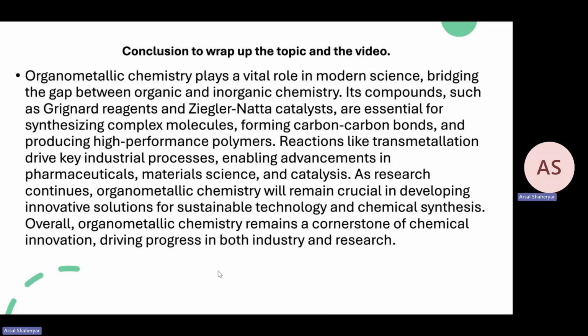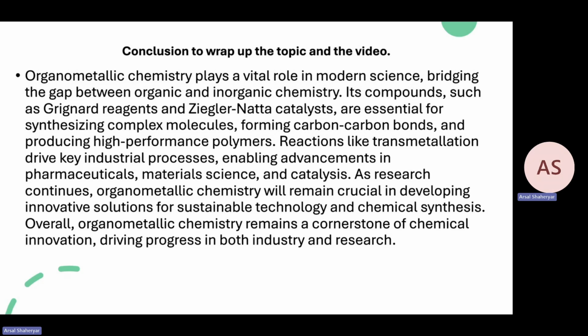Organometallic chemistry plays a vital role in modern science, bridging the gap between organic and inorganic chemistry. Its compounds such as Grignard reagents and Ziegler-Natta catalysts are essential for synthesizing complex molecules, forming carbon-carbon bonds, and producing high-performance polymers. Reactions like transmetallation drive key industrial processes, enabling advancements in pharmaceuticals, materials science, and catalysis.